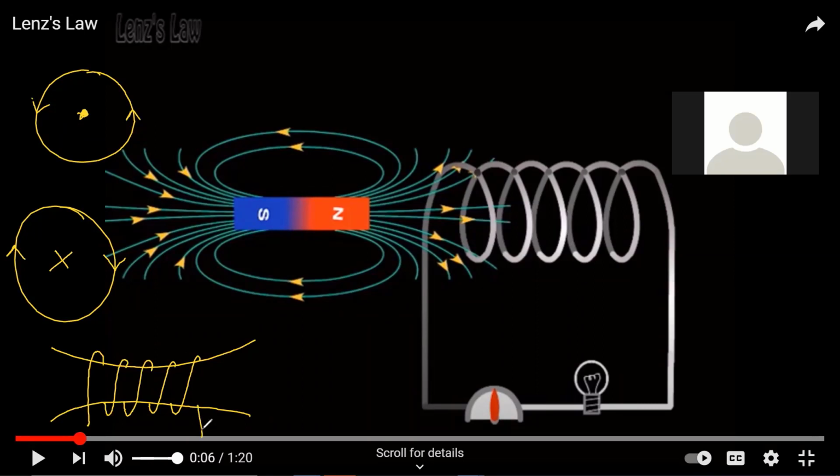And if the current is moving in this direction, the current in that solenoid, in those coils there, we say that we use the right-hand rule. Okay? So if we use the right-hand rule, then the magnetic field will be going in this direction, meaning that yours will be having the north pole. Okay?